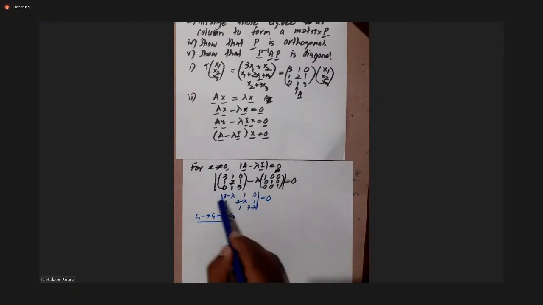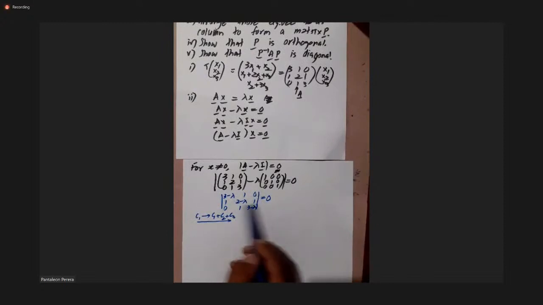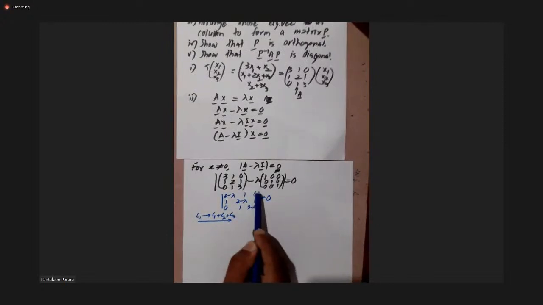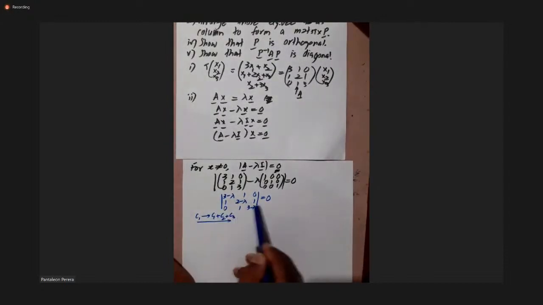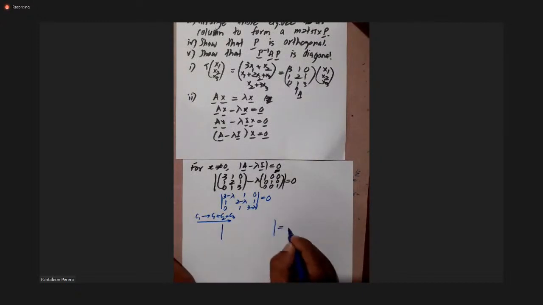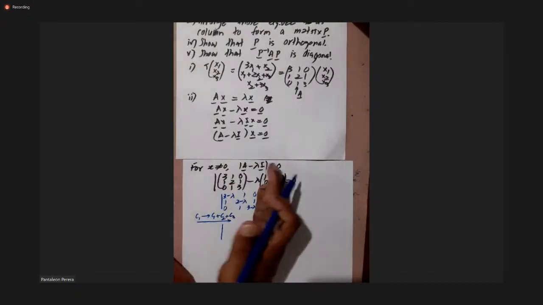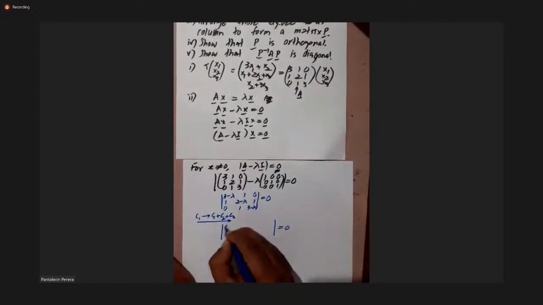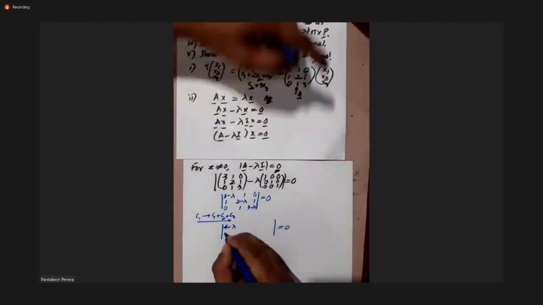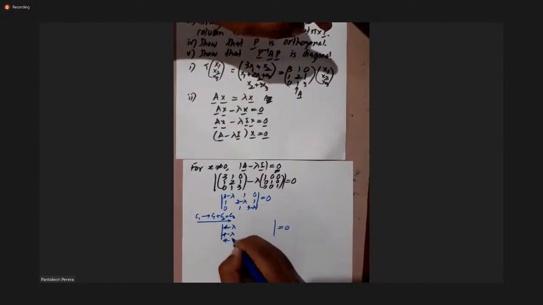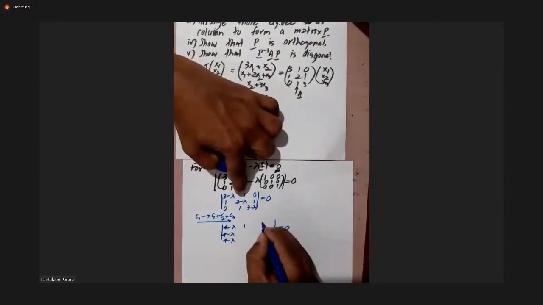Because if you take the row sum, every row gives you 4 minus lambda. If you sum them up, 3 minus lambda plus 1 plus 0, that is 4 minus lambda. If you add these three again, 4 minus lambda. If you add these three again, 4 minus lambda. So what I do is add all these columns to C1, but I don't change the other two.